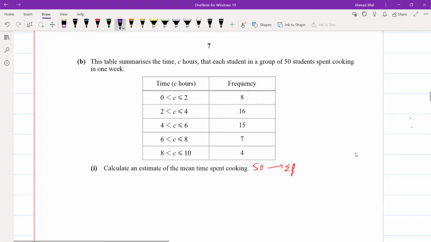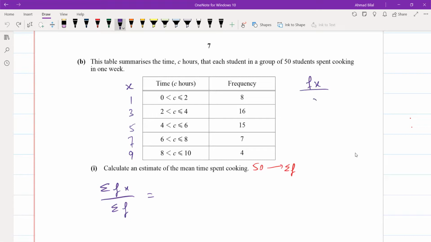We have to calculate an estimate of the mean time spent cooking. Now, how do we calculate the mean? Mean is sigma fx divided by sigma f. But when we have data like this, हमें सबसे पहले क्या करना होता है? Midpoints find करने होते हैं, right? So let's call that x. 0 से 2 के दरम्यान में, that's 1. 2 और 4 का midpoint is 3. 4, 6 का is 5. 6 और 8 का midpoint is 7. 8 और 10 का midpoint is 9. अब हमें क्या करना है? fx का एक column बना लेना है यहाँ पे. So that's frequency multiplied by that value of x.